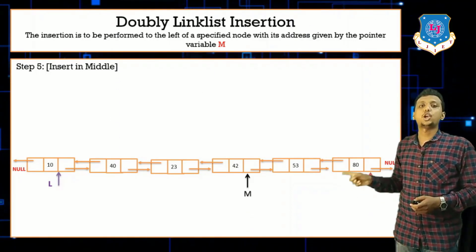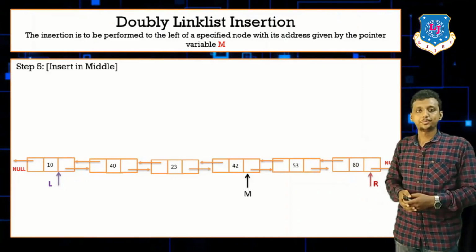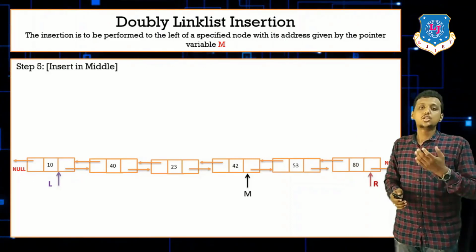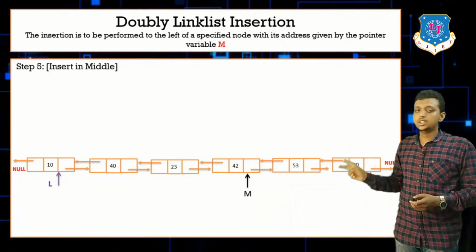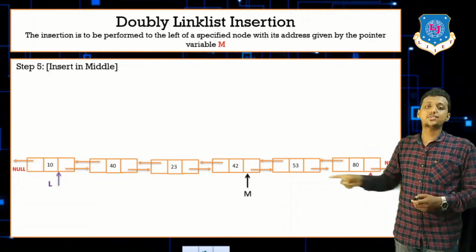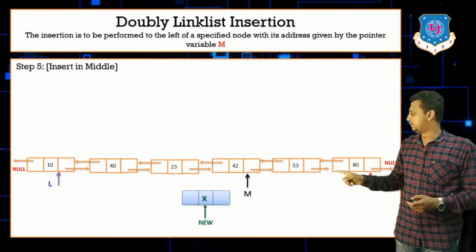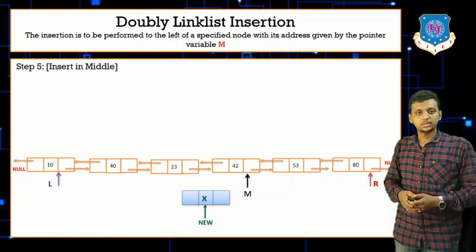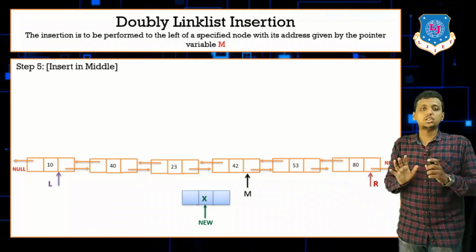My M is pointing on 42. Fine. So what I need to do, students, is insert a new node on the left side of the M, in between 23 and 42. Okay, so the situation is clear.